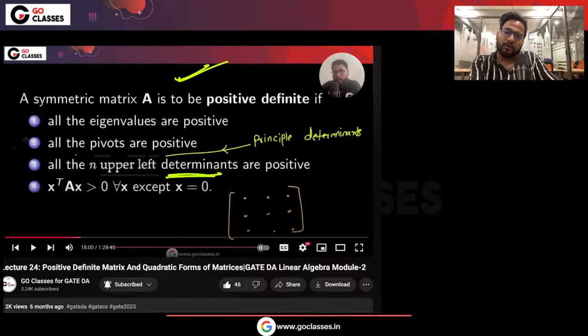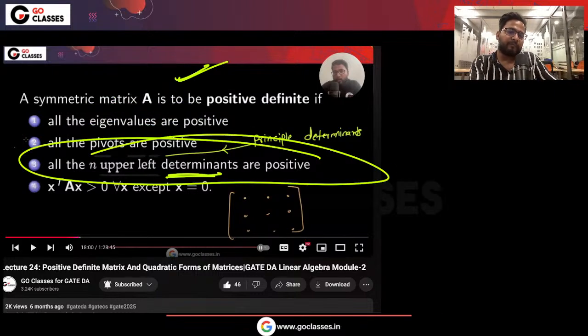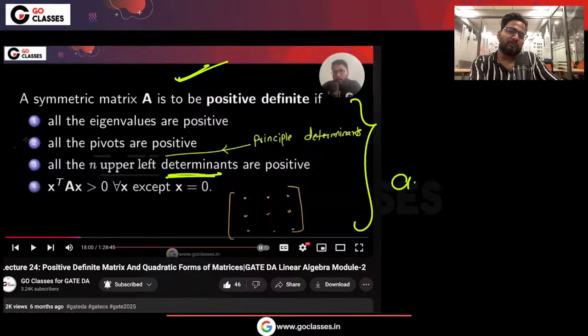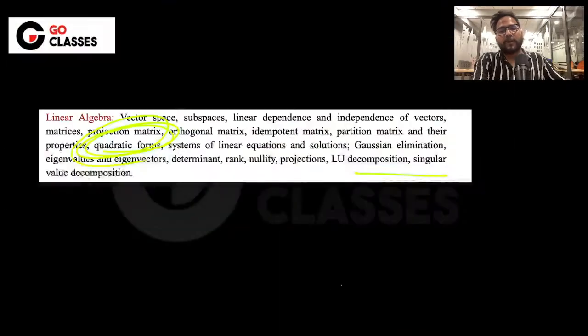See, you can do any of this. Okay, either you can find all the eigenvalues, or you can find all the pivots, or you can find the upper left determinants and all. Okay, so any of this is okay. Okay, all of this is given in this particular lecture number 24. By the way, this is a part of the official syllabus, this quadratic forms.